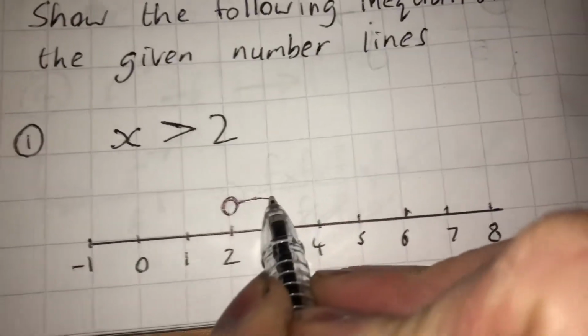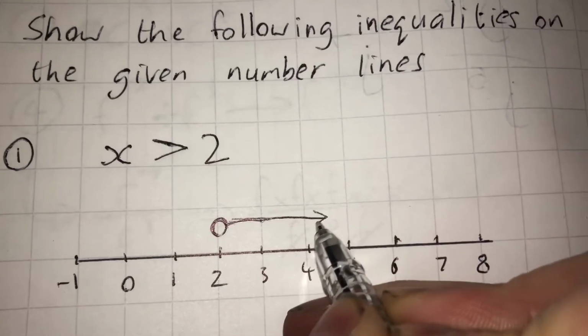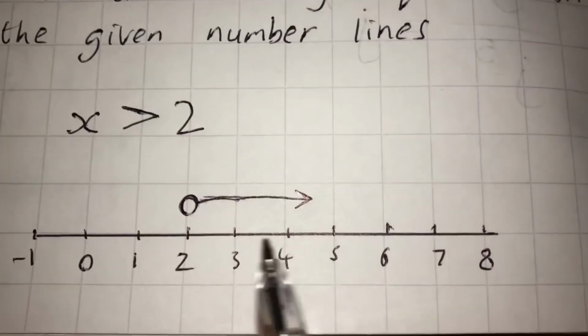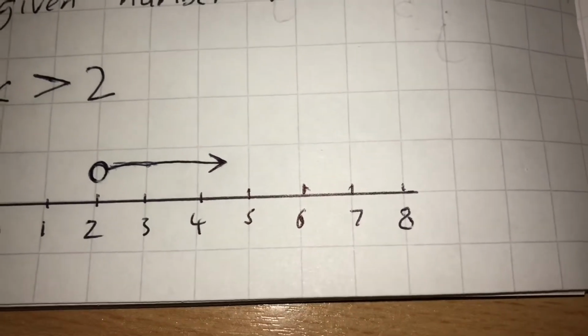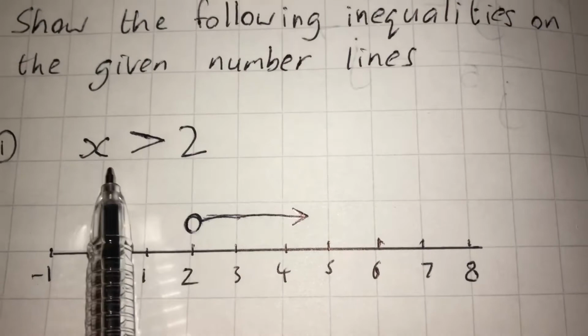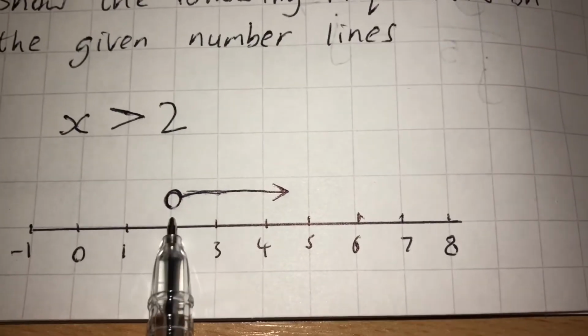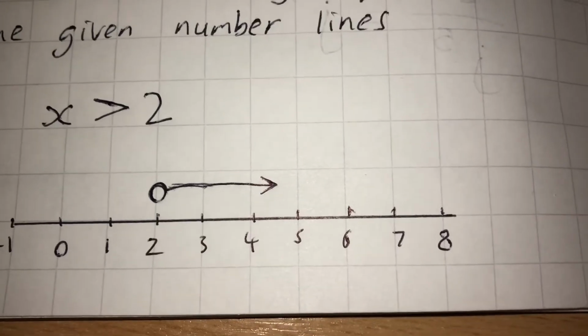indicating that my values of x can be anything larger than 2 in this direction. They can be 3, 4, 5, 6, 7, 8, anything even beyond what's shown on the number line. Okay, so that's all you're doing. So if I want to show x is larger than 2 on this number line, open dot above the 2 with an arrow going to the right.